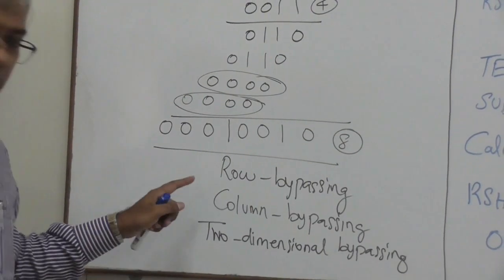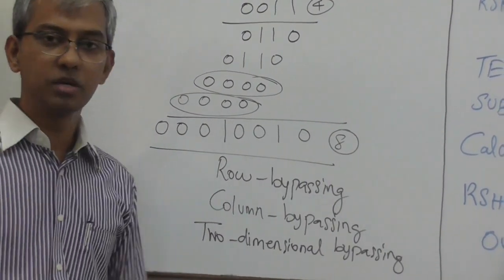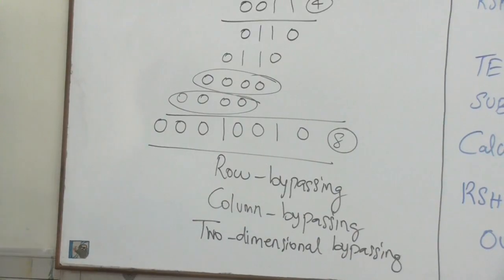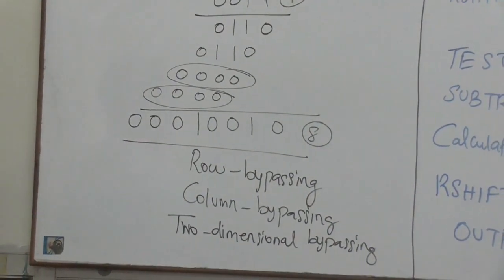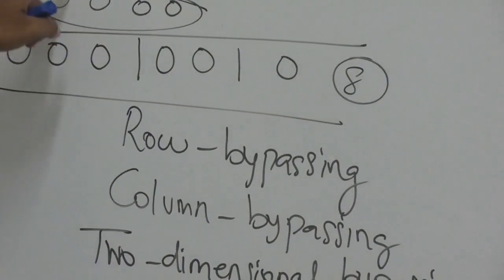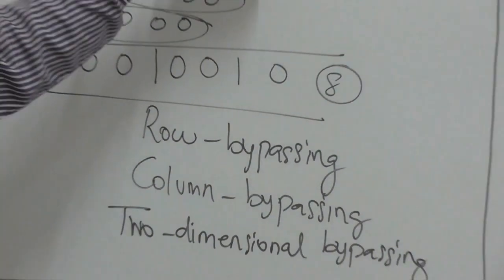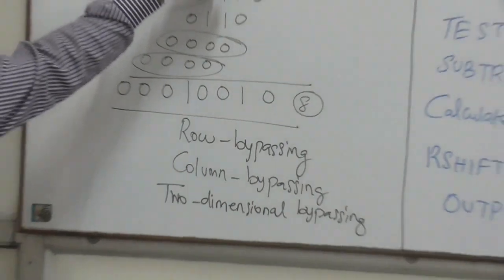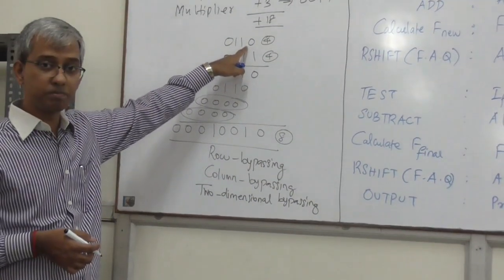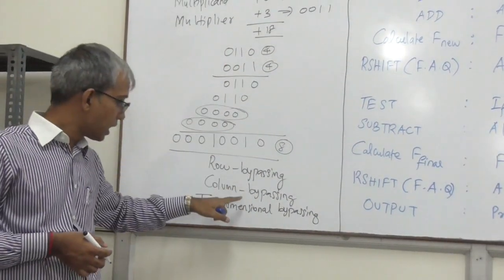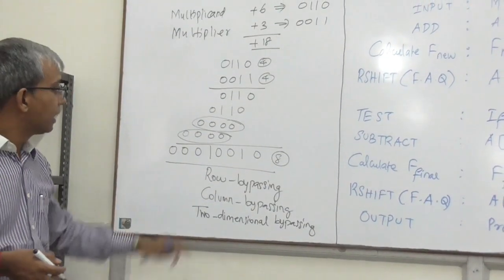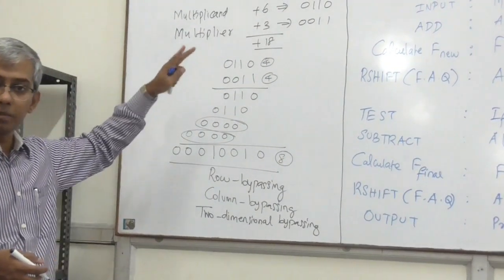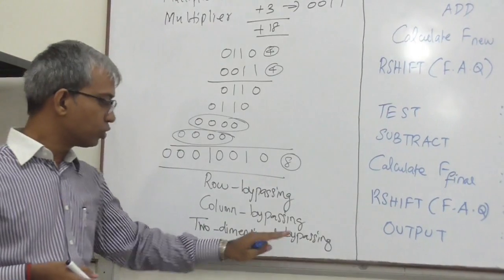Row bypassing architectures, column bypassing architectures, and two dimensional bypassing architectures. These are the specialized architectures available which will take care of these zeros, right? Whenever you find zero in the multiplier bit, then I can use the corresponding row bypassing, or whenever I find zero in the multiplicand bit, then I can use column bypassing. And when I have zeros in both multiplier and multiplicand, I can go for two dimensional bypassing.